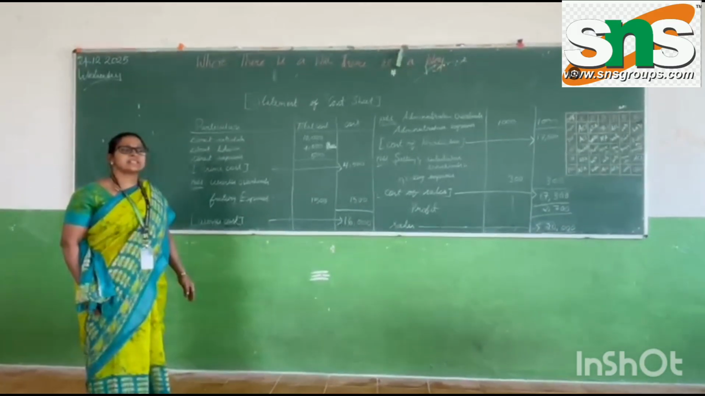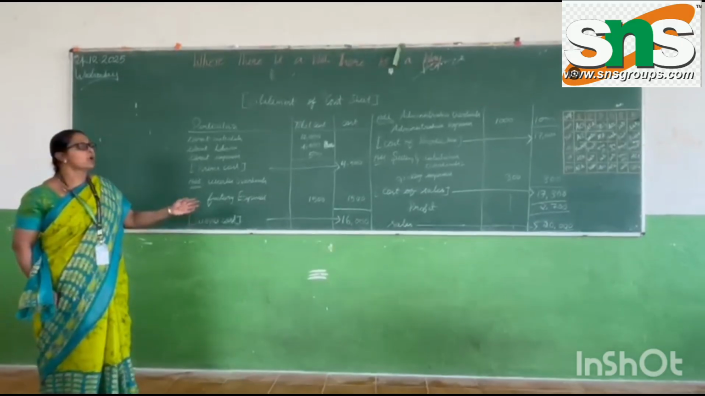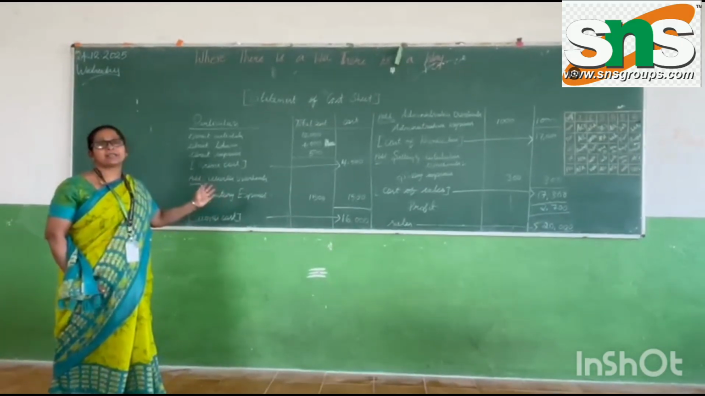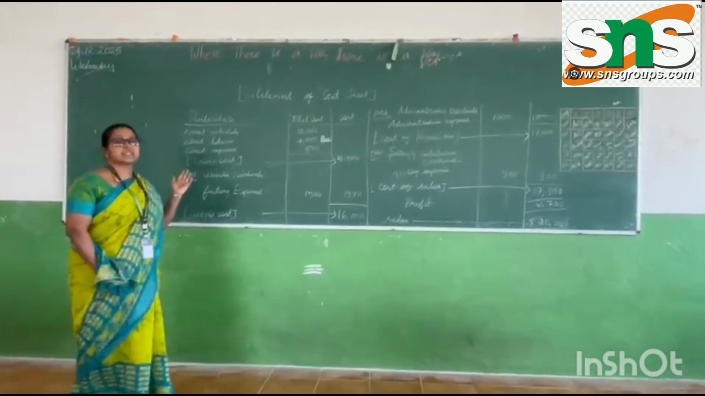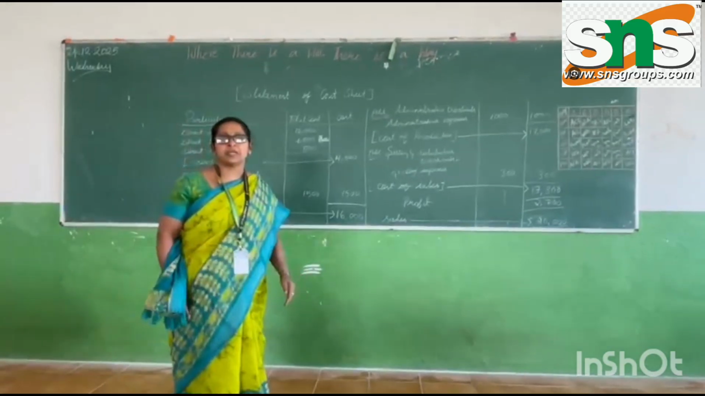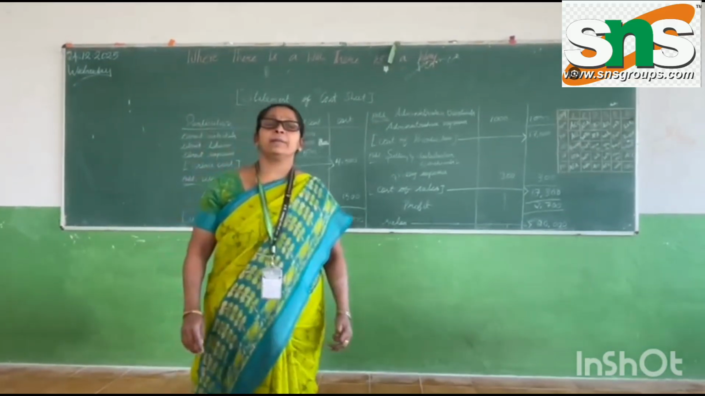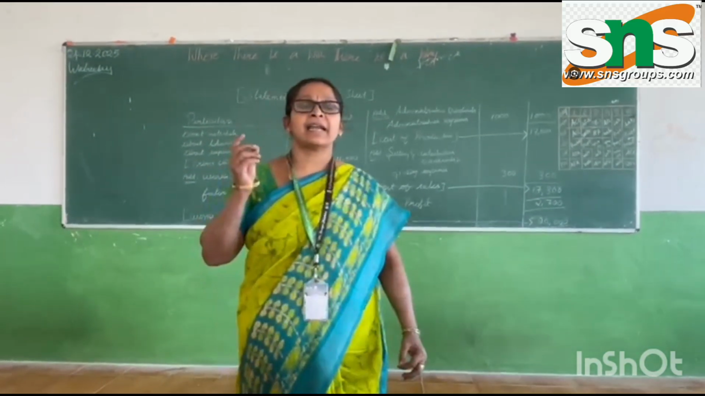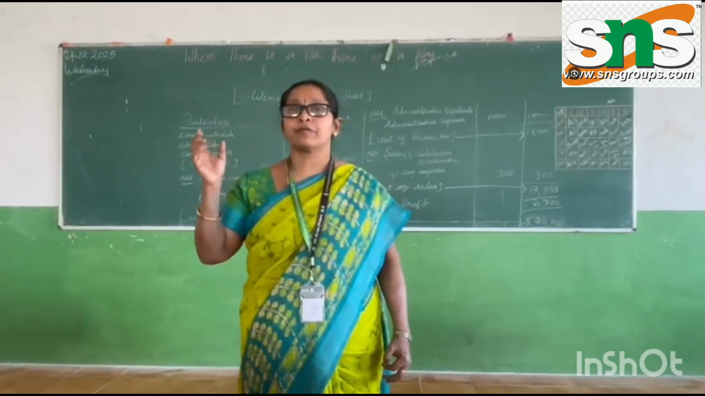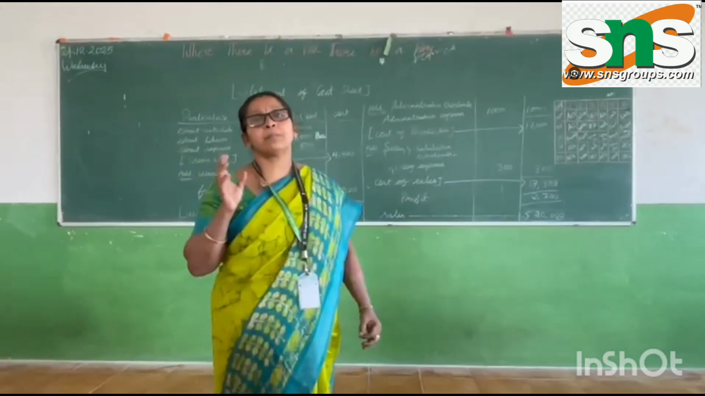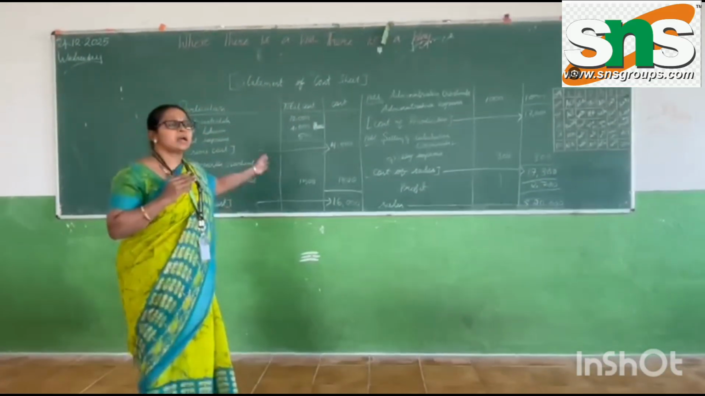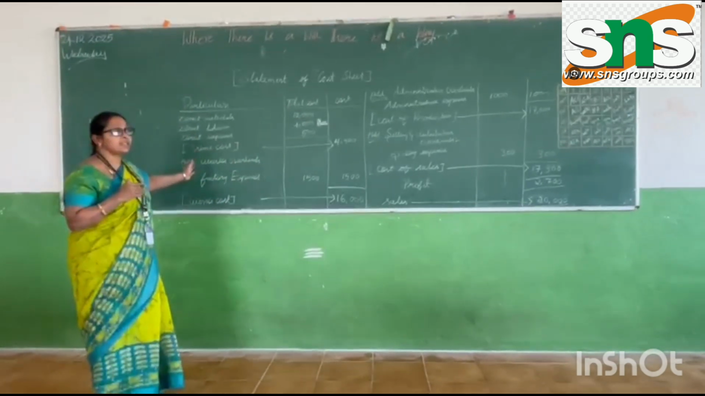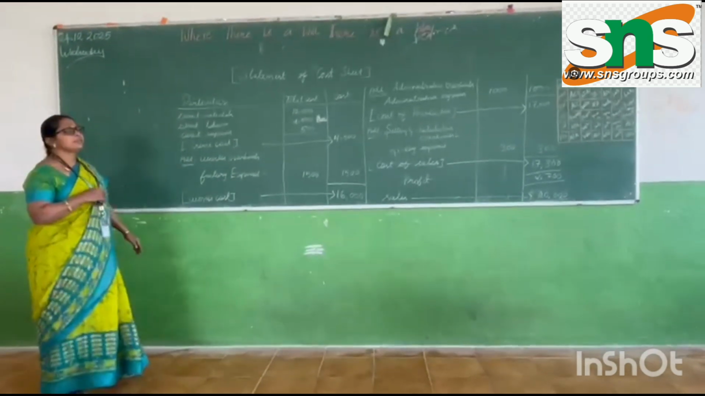Now we are going to discuss the cost sheet, how to prepare the cost sheet. First we discuss the format of the cost sheet. Cost accounting is prepared for analyzing the cost per unit of production. For that purpose, we have to prepare the cost sheet in industrial factories.